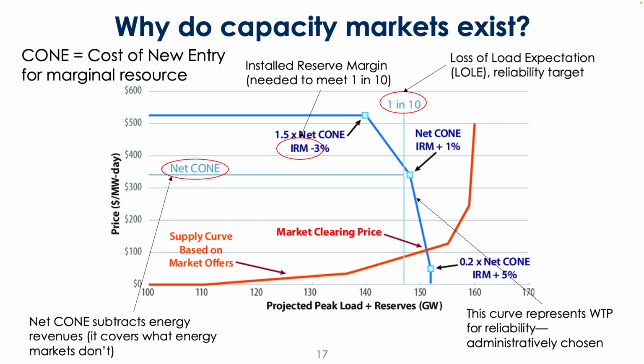And because of that, I don't need it as much. So this is an arbitrary curve, but it represents essentially the system's willingness to pay for reliability. And that's essentially just chosen by the system operator. So your IRM is how far away you are to the left or right of that 1 in 10? Kind of, this point of the IRM capacity is here minus 3%. And then here is like plus 1%.